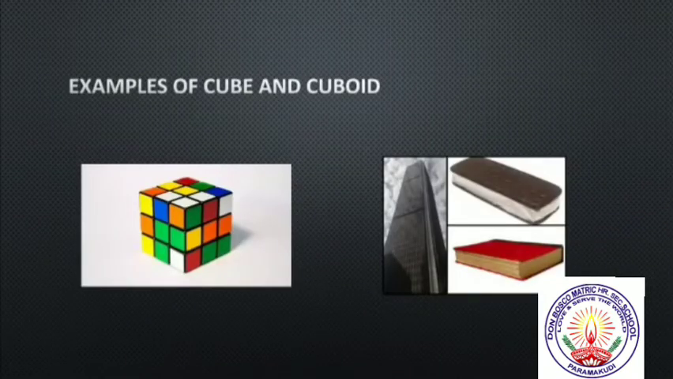See, this is the example of cube and cuboid. It's a cube in the first picture. Then in the second picture, one biscuit, book, one building are examples for cuboid. In our day-to-day life, there are lots of examples for cube and cuboid. You search and note those examples.